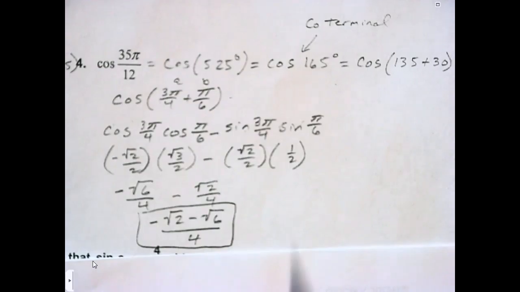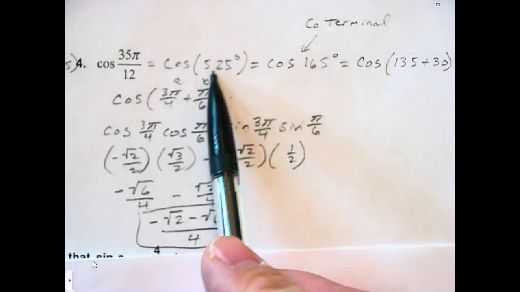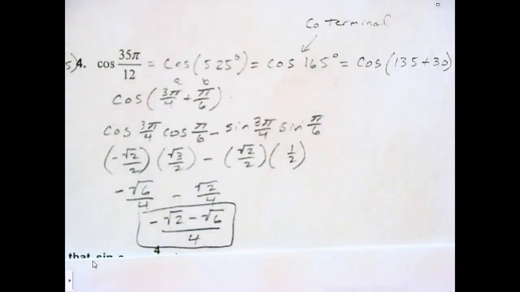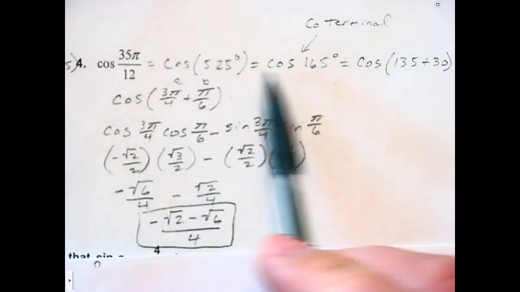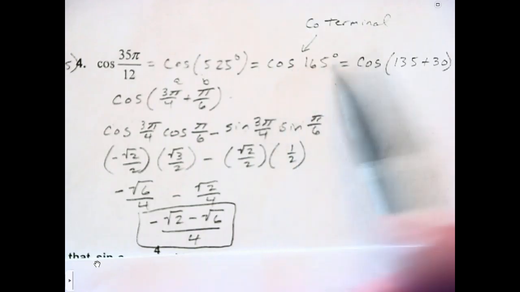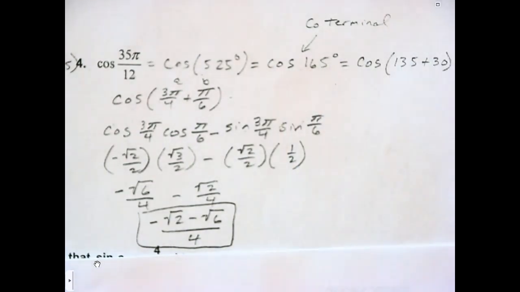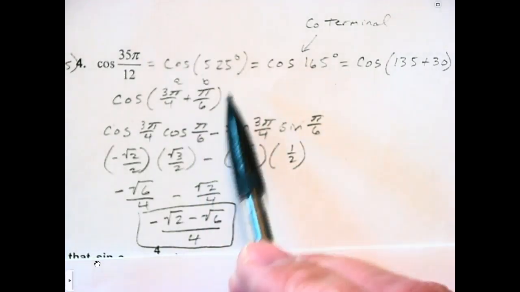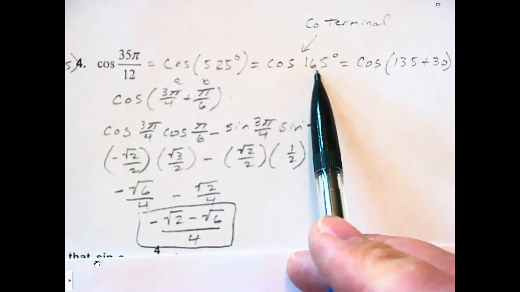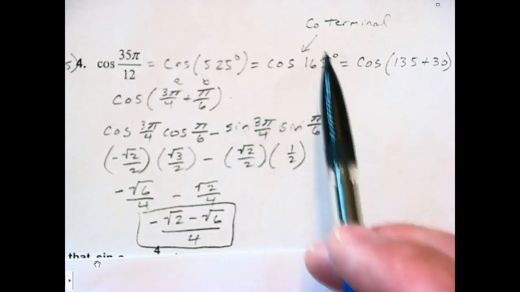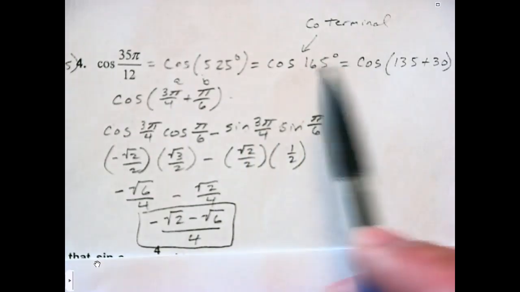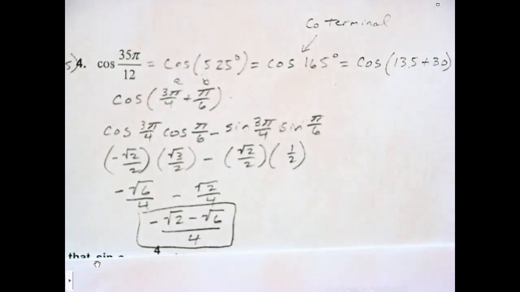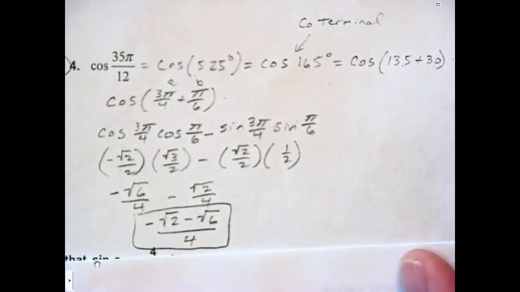Okay? I've made cosine of 525, which is what 35 pi over 12 is. And coterminal with that would be cosine 165, just to make it a little easier on myself. So 525 is 360 plus another 165, so I just got rid of that 360 and said, okay, I'm at 165. And 165 is 135 plus 30. Now there are other ways to do that, but that's the route I went.